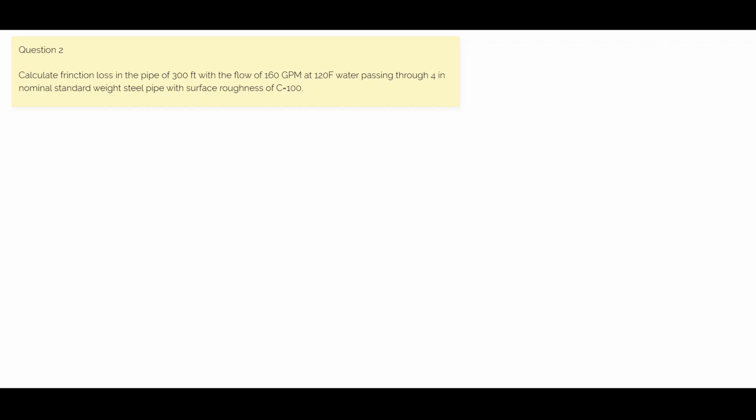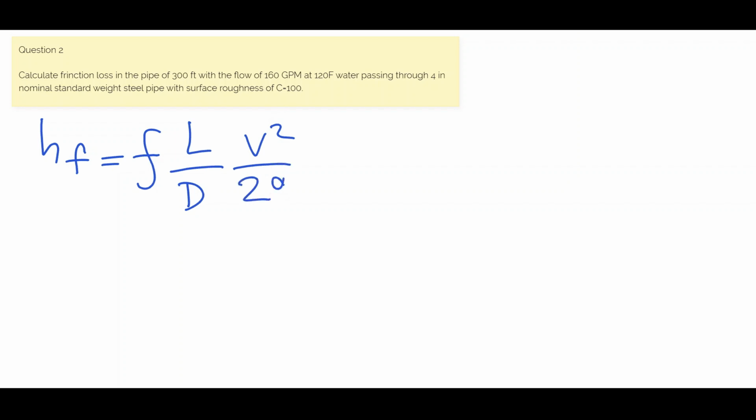So you can just type in Darcy, and this is the formula you're going to get. The friction loss equals friction factor, length over diameter, velocity squared, divided by 2 gc. This is a gravitational constant. So in order to do this problem, we would have to first find the Reynolds number.